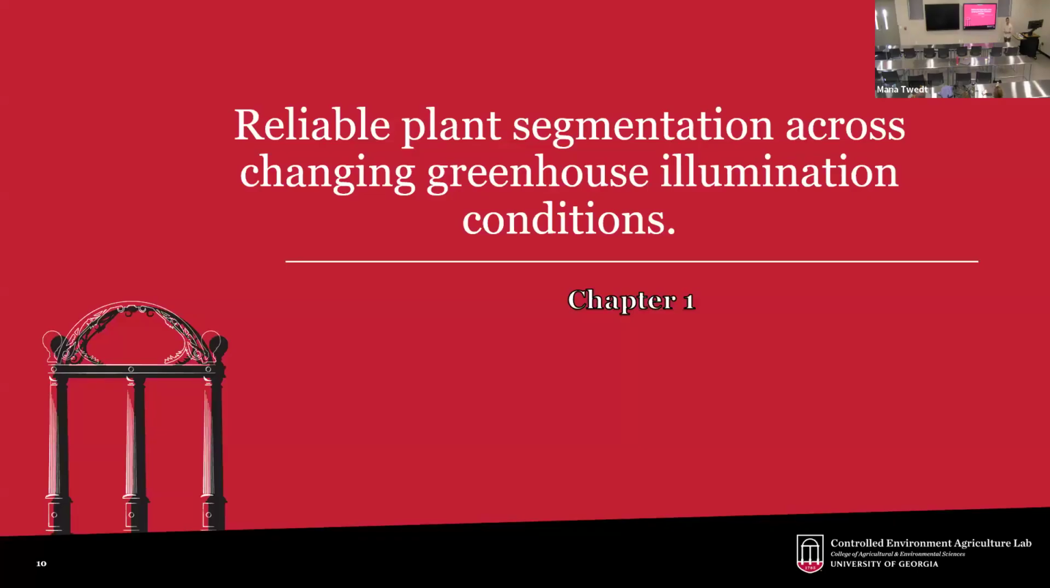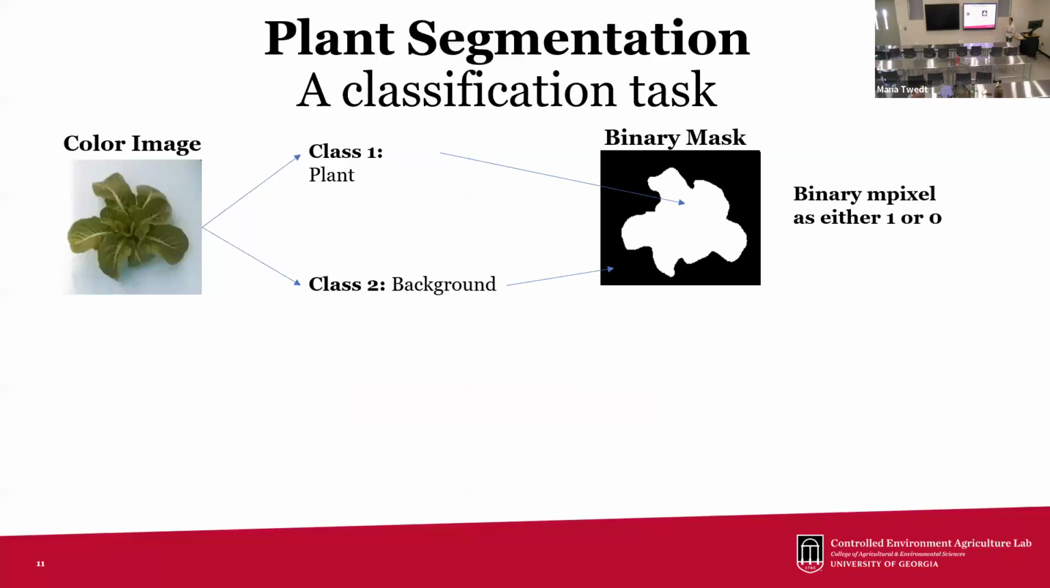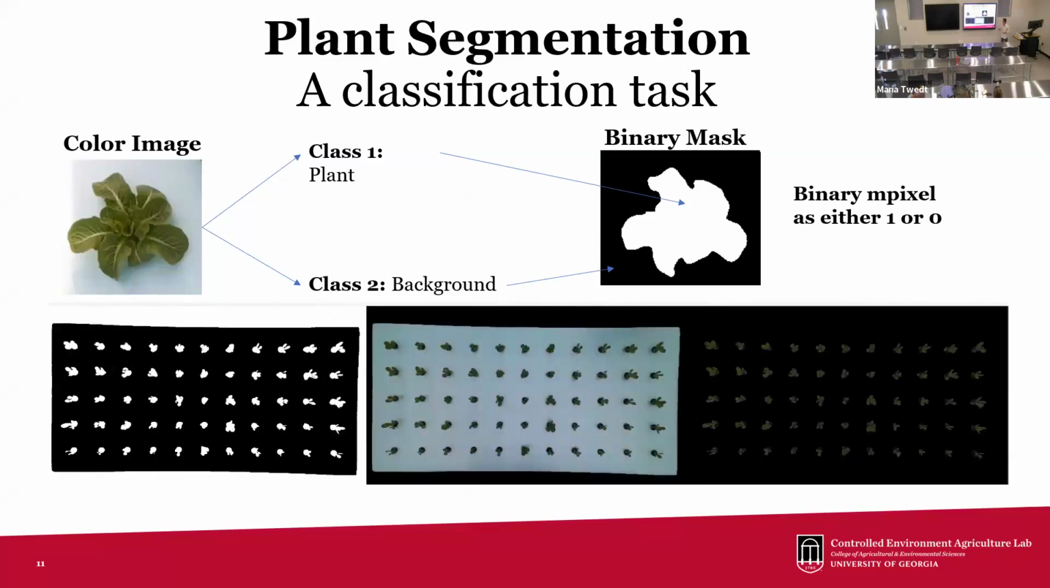Now, let's begin with the first chapter, where we cover a reliable plant segmentation across the variable illumination conditions within a greenhouse. So Mark described it already. Basically, the segmentation purpose is to identify our object of interest within an image, in our case, our plants. So it's basically a classification task where we divide a pixel either as a plant pixel or as a background pixel. You can see there pretty clearly in the image. Now, this is what we want to achieve with the images we capture.